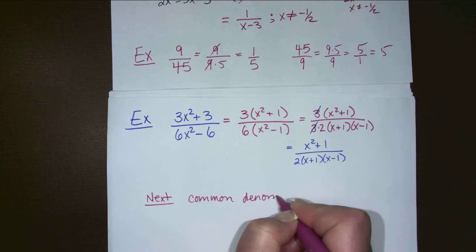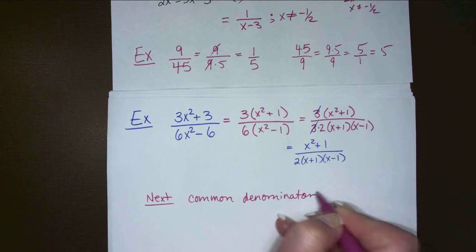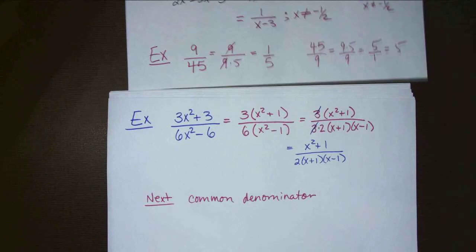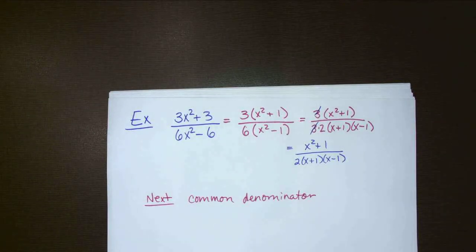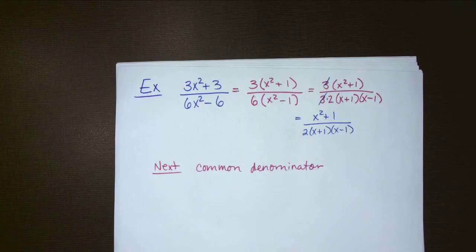All right, so what we're going to do now is fractions that aren't just one fraction yet. It's 2 fractions. You have to find the common denominator first, put them together, and then factor the top and bottom. Okay, so that's the next part of this.